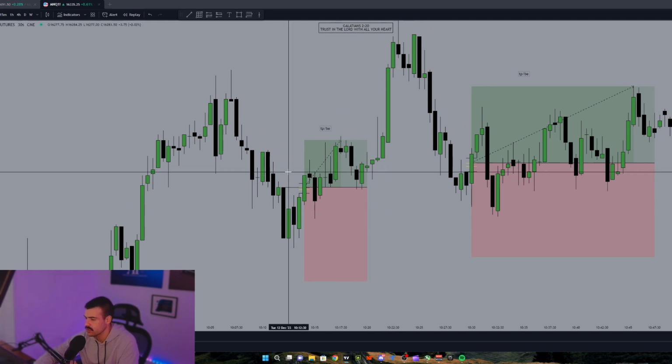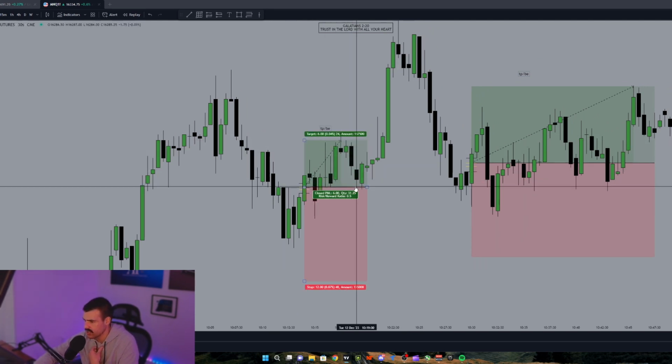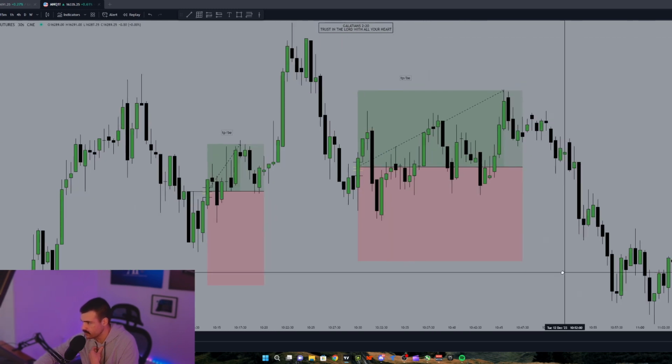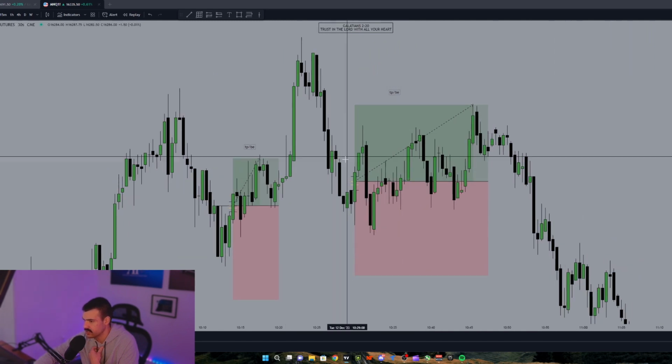So this one, we would have got tagged in right there. This one did go 6 points right there and then came back right at break even before just ripping to the upside. And then this next one would have been another TP break even. Obviously nothing over here would have fit.